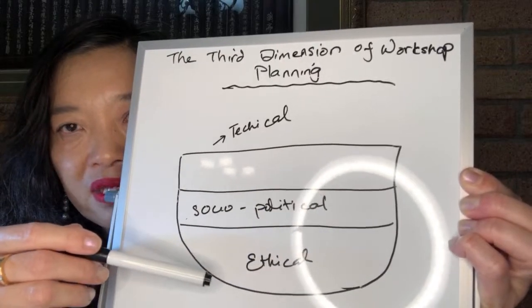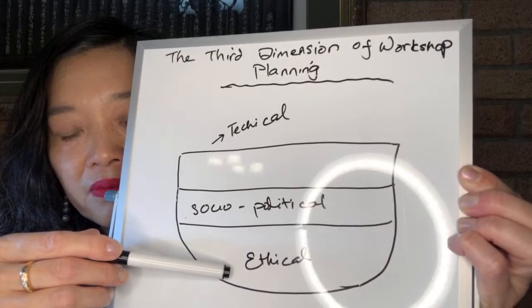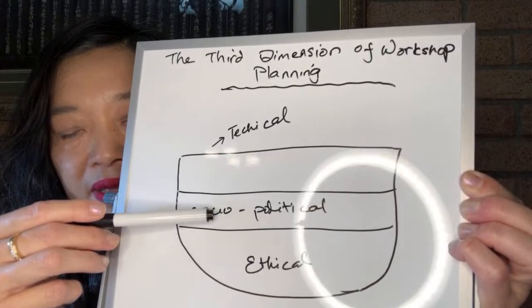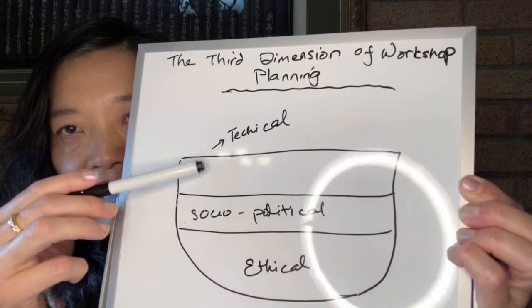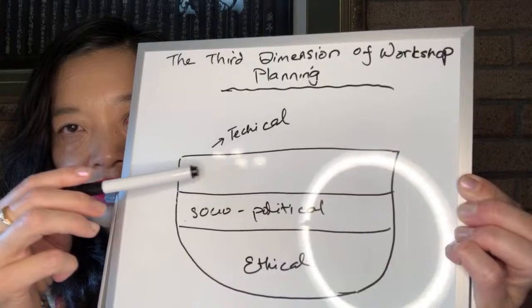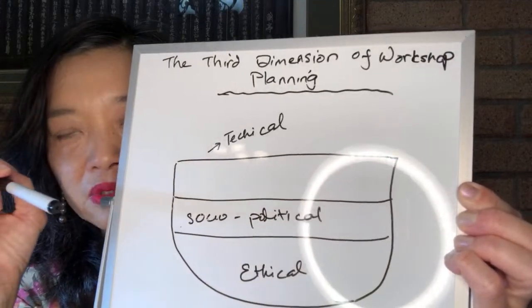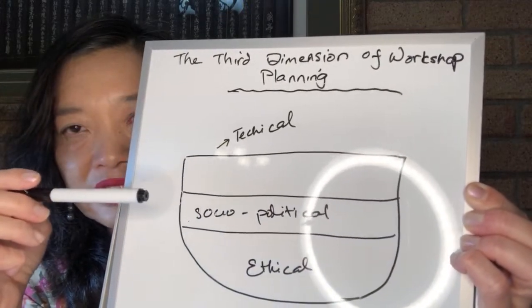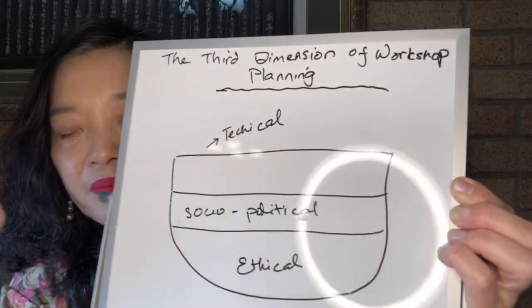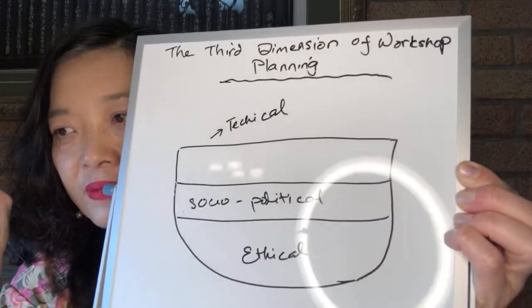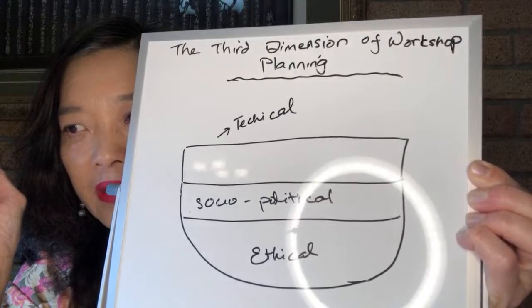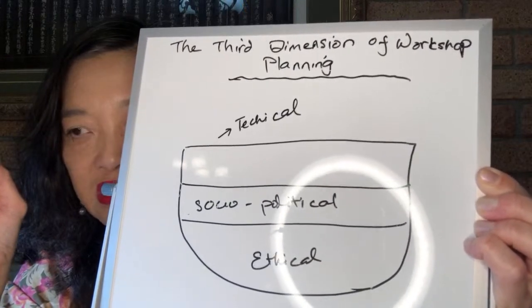If roots die, everything dies. So this is the most important layer. This is the second layer, the stem of the plant, and the surface is just the top part of the plant. This is just like a flower pot. This is an example of the workshop planning, and it's called the third dimension of workshop planning. So this is just a theory.